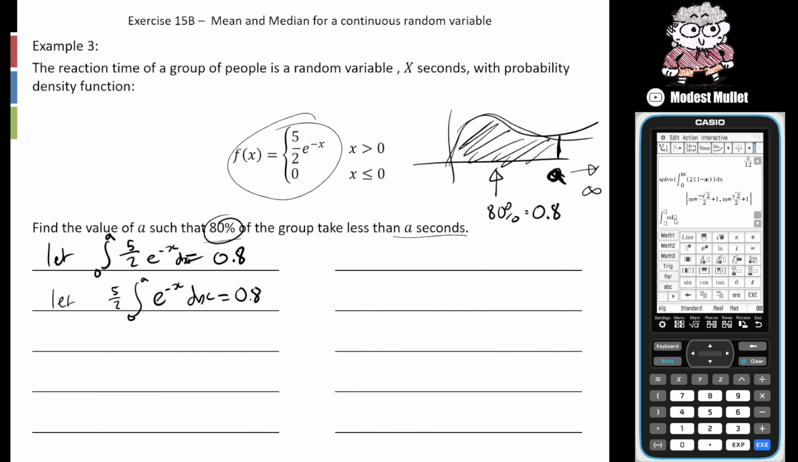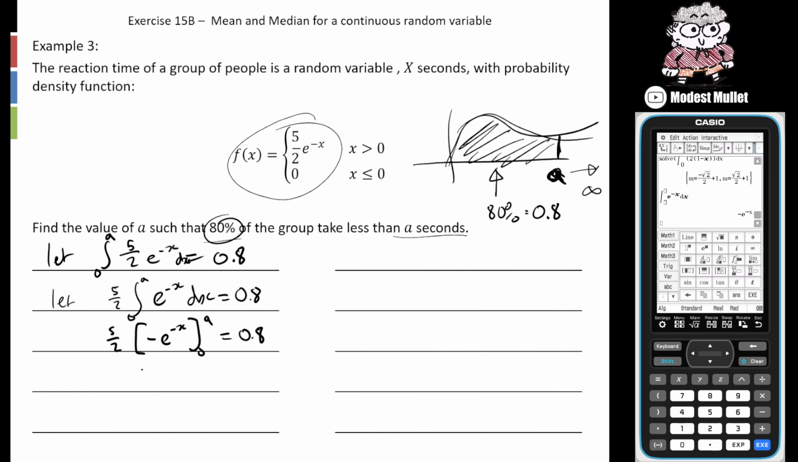The integral of e to the negative x dx is negative e to the negative x. Yes, the integral of e to the ax, in this case our a is -1, is just 1 on a times e to the ax. I think it's 1 on. But either way, we get 5 on 2 times negative e to the negative x between 0 and A needs to equal 0.8.